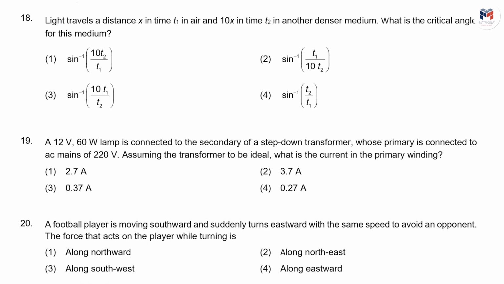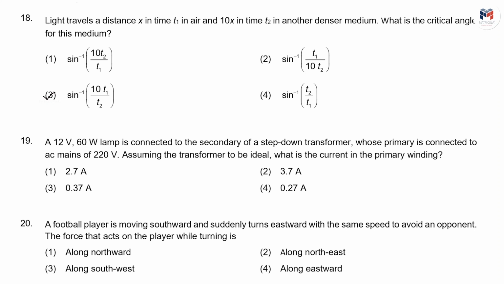Question number 18. Light travels a distance x in time t1 in air and 10x in time t2 in another denser medium. What is the critical angle for this medium? The answer is option number 3, sine to the power minus 1 of 10 t1 by t2. Question number 19.